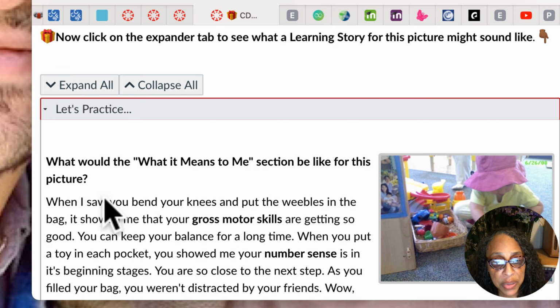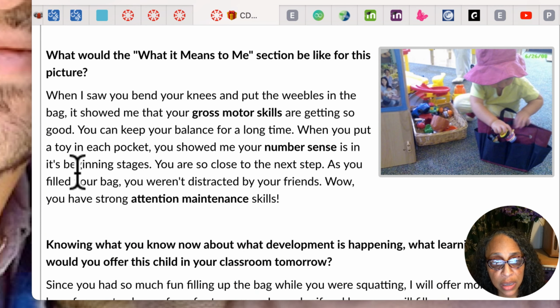So here's some examples for the what it means to me section. When I saw you bend your knees and put your weebles in the bag, it showed me that your gross motor skills are getting so good. Now that's a pretty fancy sentence. It doesn't have to be that fancy for real. I just had time, and so I made it all fit.